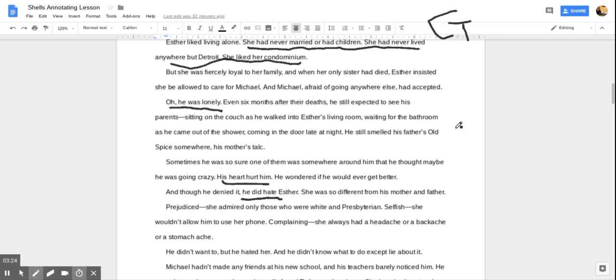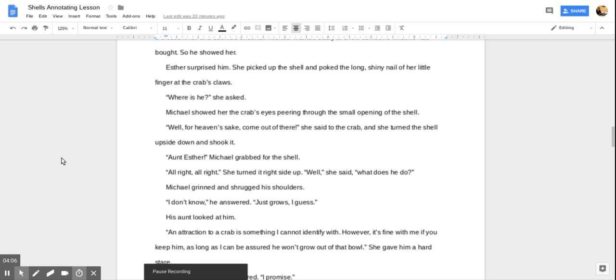So the next part of the story teaches us about Michael, who, remember, lost his parents. That's why he was living with Esther. And the narrator tells us he was lonely. The narrator also tells us that his heart hurt him, he was in pain. And finally, the narrator tells us that he does hate Esther because she was different than his mom and dad. So again, I'm going to put a C with a smaller t because I found character traits.